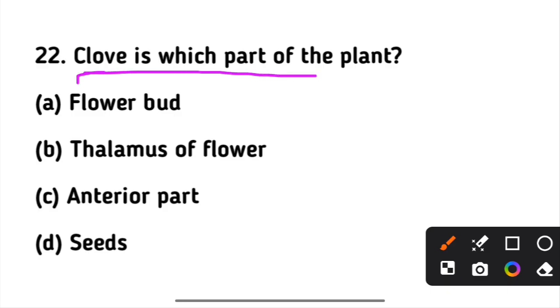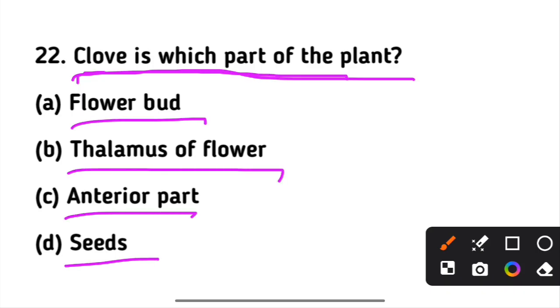Clove is which part of the plant? Options: flower bud, thalamus of flower, interior part, seeds. Option A is correct. Flower bud. Clove is the flower bud of the plant.